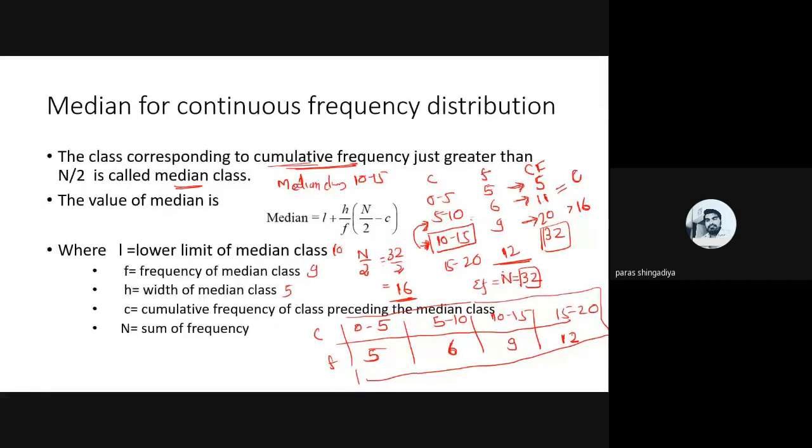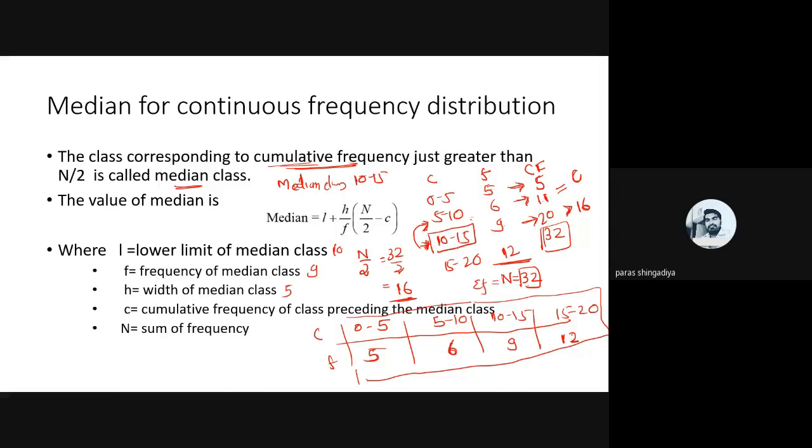Then in the next step we'll check the n by 2. n is equal to the total frequency, and the total of the frequency is 32. So n by 2 is equal to 32 by 2, which is equal to 16. Now in the CF we'll check the value of CF just greater than n by 2. So 20 is the answer. 20 is the value in the CF which is just greater than 16, just greater than n by 2.